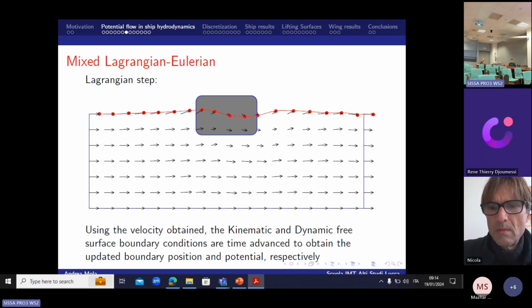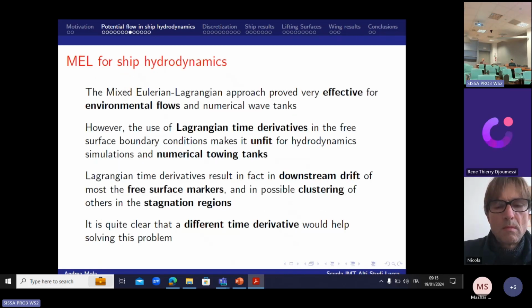And then we use the velocity on the free surface that has been computed just to move the free surface by time advancing the kinematic free surface boundary condition. After we do this, we also time advance the potential using the Lagrangian dynamic boundary condition, and we obtain the new potential to be imposed at the next time step, and we loop in this way. This is, of course, very good for environmental applications. It's still in use, for instance, when you want to understand how tsunamis evolve.